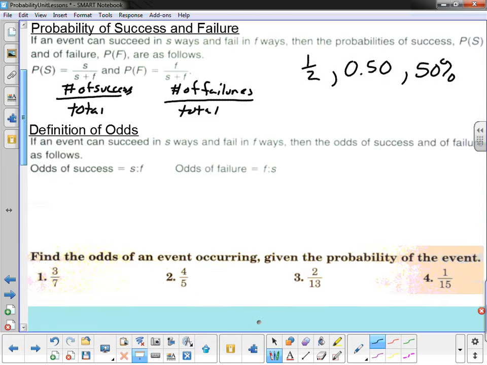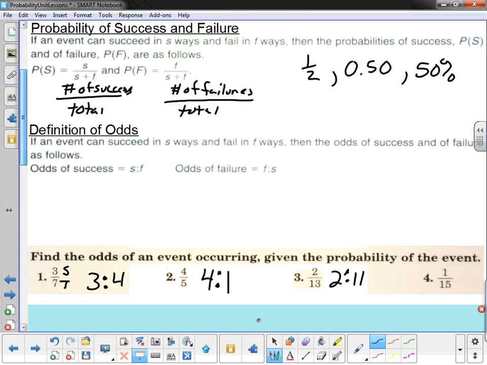Okay, so part of our assignment is going to be something fairly simple like this. We have to find the odds of an event occurring given the probability of the event. Well, since this is the probability, this is success to total. So that means the number of failures has to be the difference between those. So 4 out of 5, how many failures did we have? 5 minus 4 is 1. So 4 to 1. A 2 out of 13 chance of happening would be a 2 to 11 on the odds. A 1 out of 15 probability gives me a 1 to 14 for the odds. So that's how we do that.